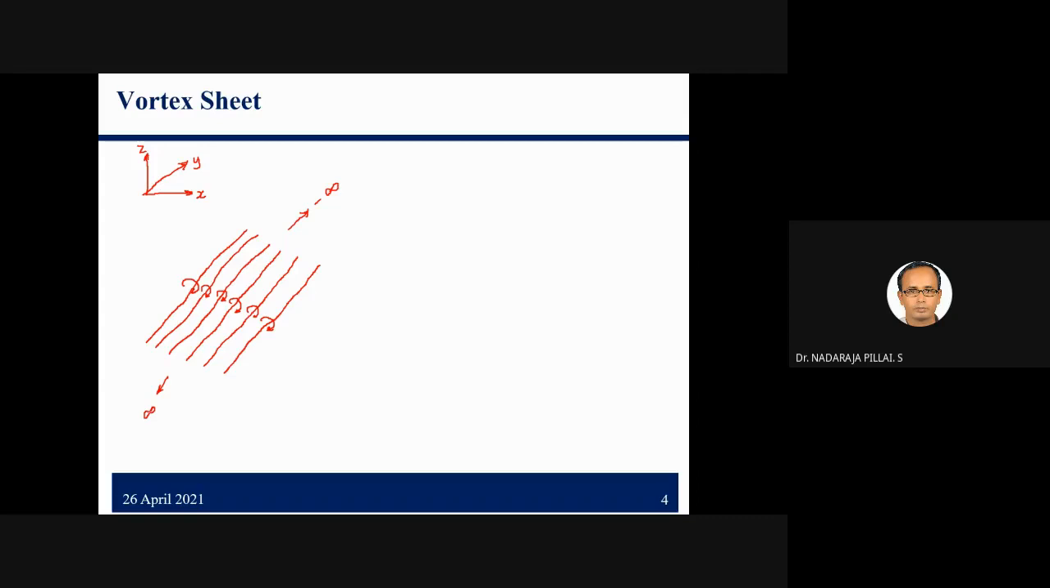So infinite number of line sources arranged side by side, with the strength of each line source being infinitely small, is considered. So this is called a vortex sheet. This is called a vortex sheet, right?